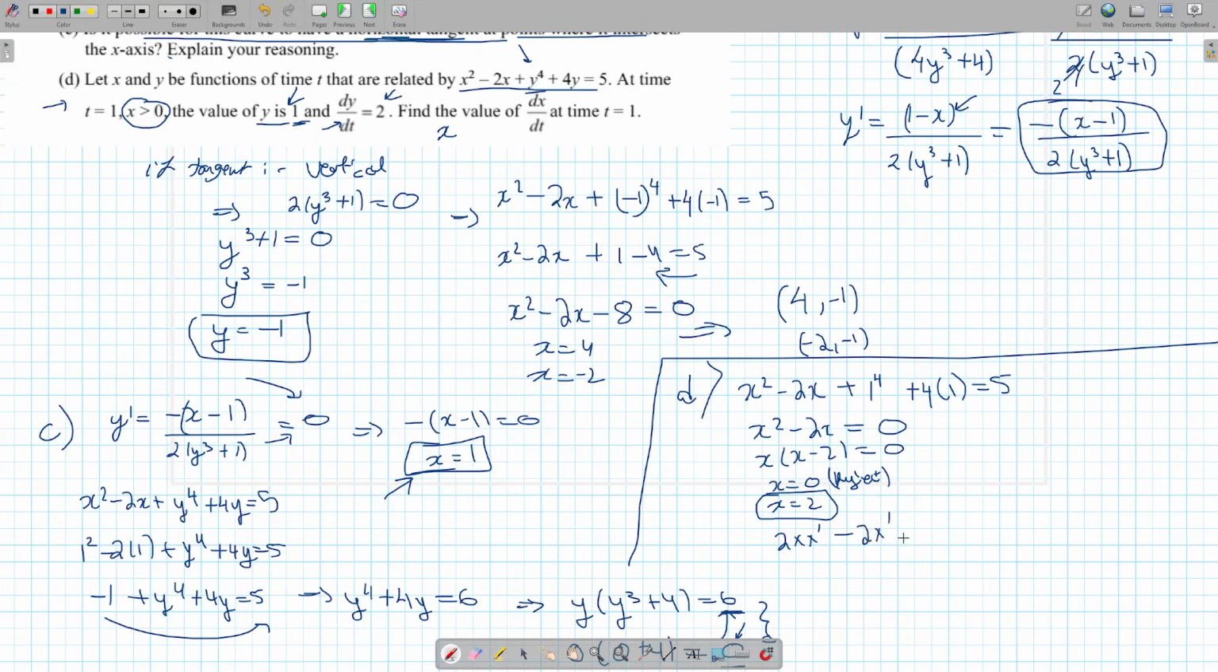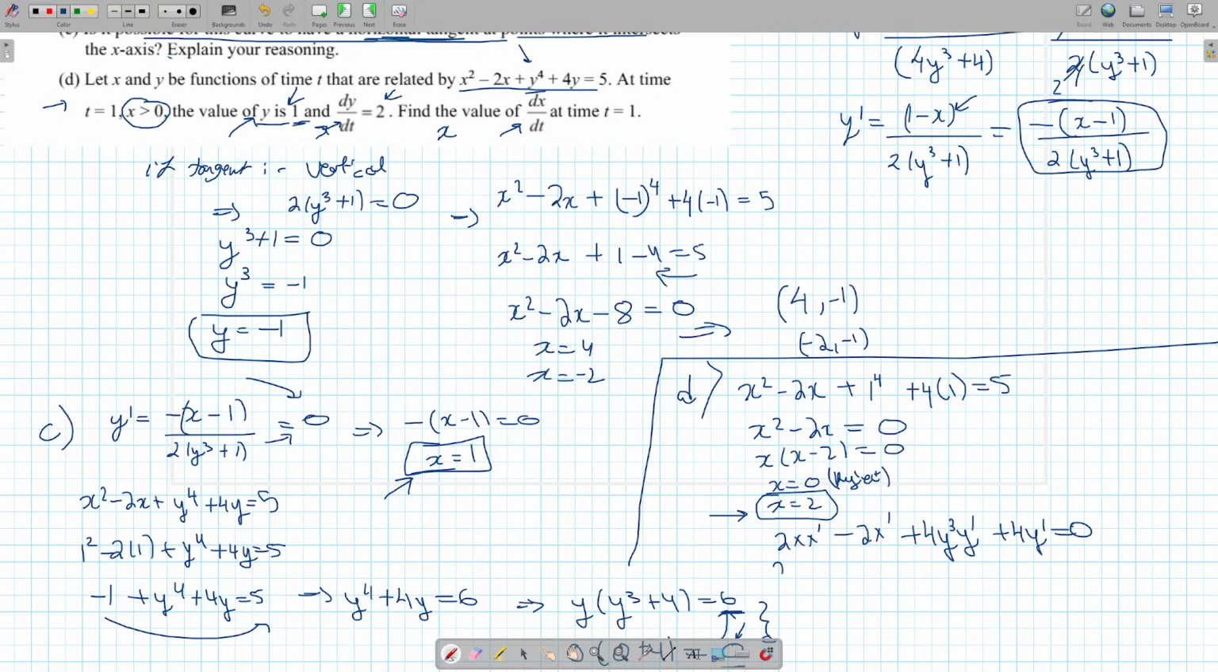Plus y to the power 4 will be 4y to the power of 3 y prime, plus 4y will be plus 4y prime equals 0. We know what x is, we know what y is, we know what y prime is. We just need x prime. Can we do this? So easy. We can do it. Of course we can do it.